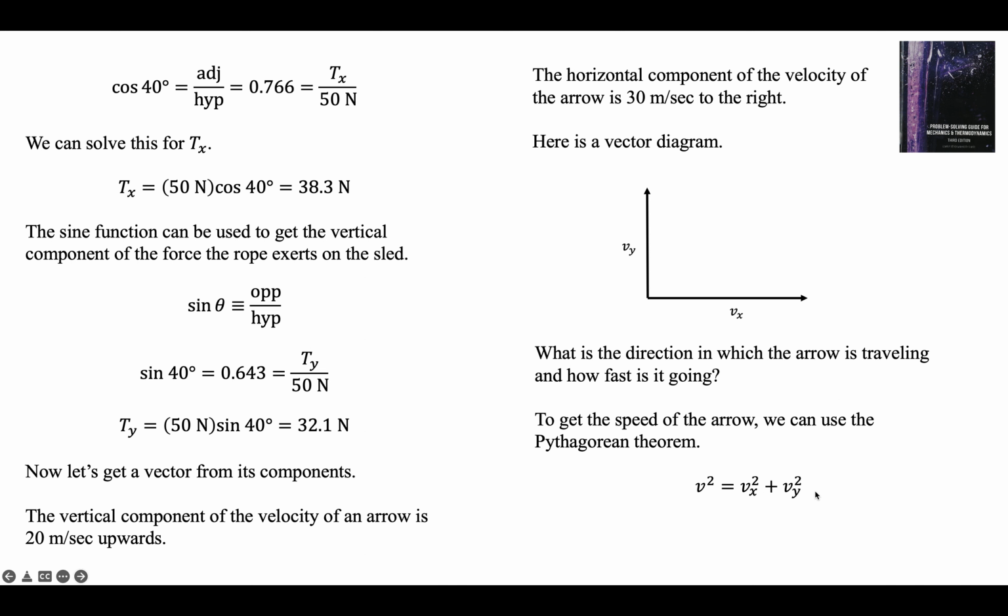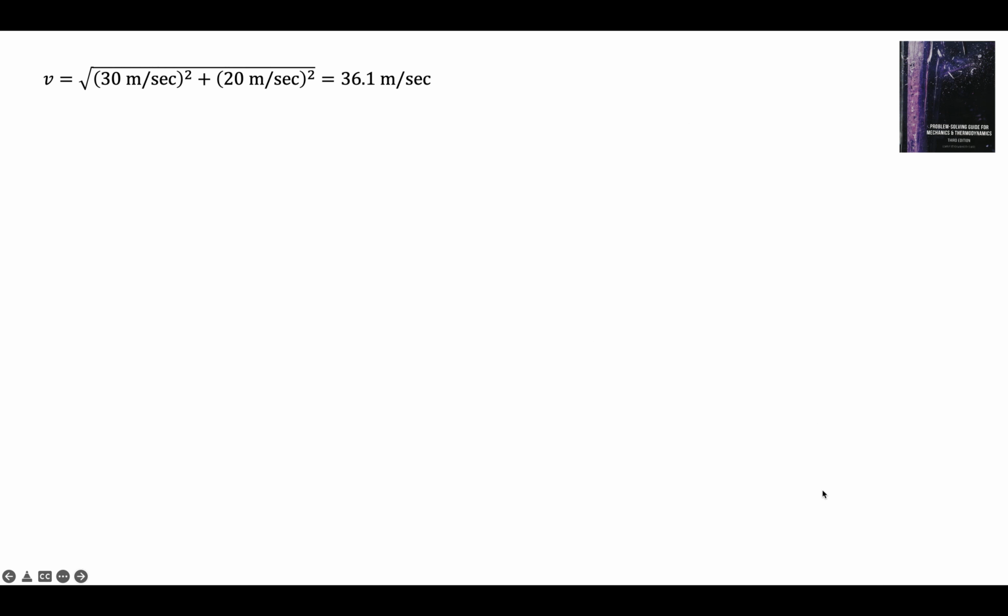C squared equals a squared plus b squared. The hypotenuse is the speed, the square root of v sub x squared plus v sub y squared. Let's put the numbers in, and we get 36.1 meters per second. That's how fast the arrow is going. That's the length of that vector.